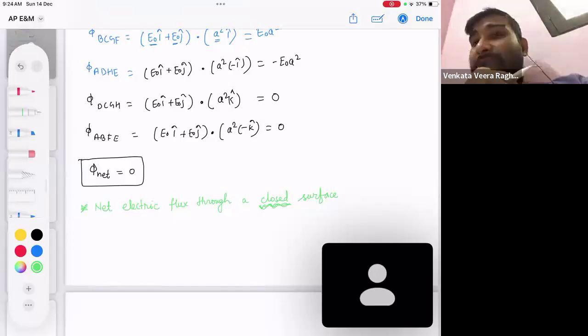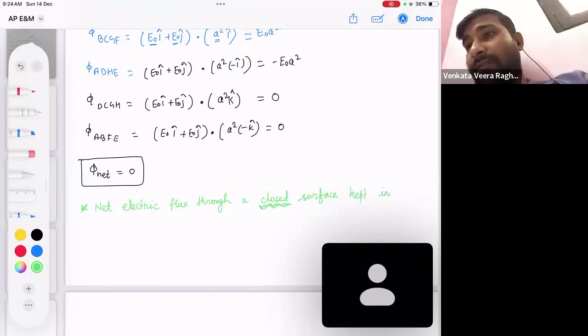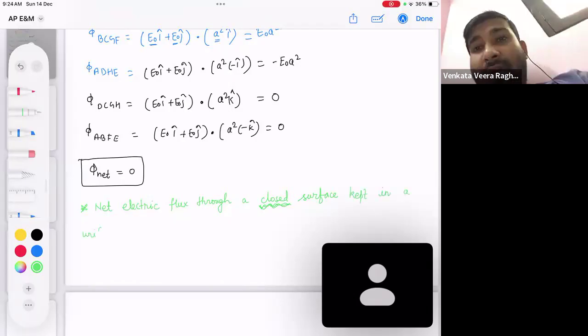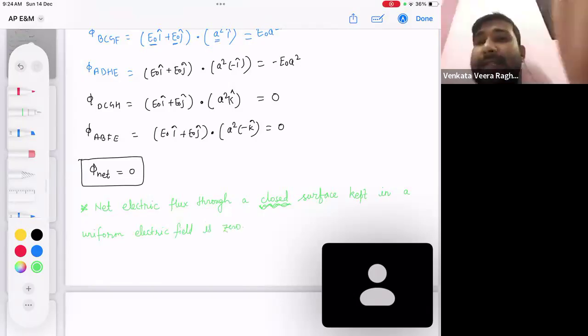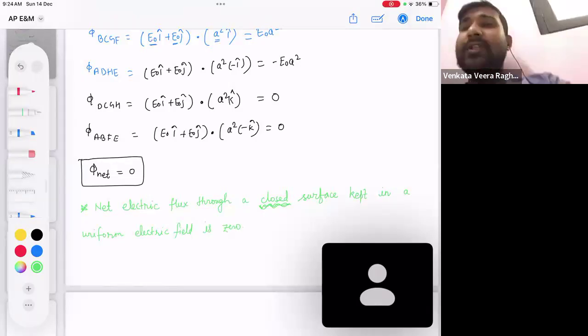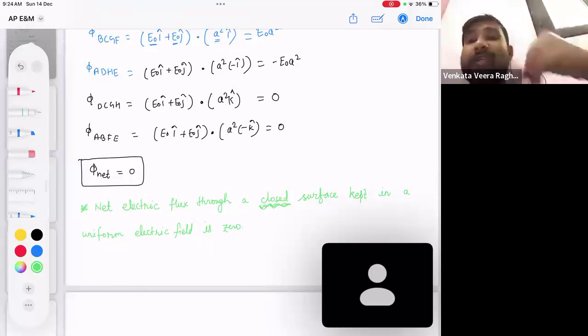So net electric flux through a closed surface kept in a uniform electric field. And another condition is what? The field should be uniform. In a uniform electric field it is 0. Please check. Understood this point? Net electric flux through a closed surface kept in a uniform electric field is 0. Are you clear about this one?